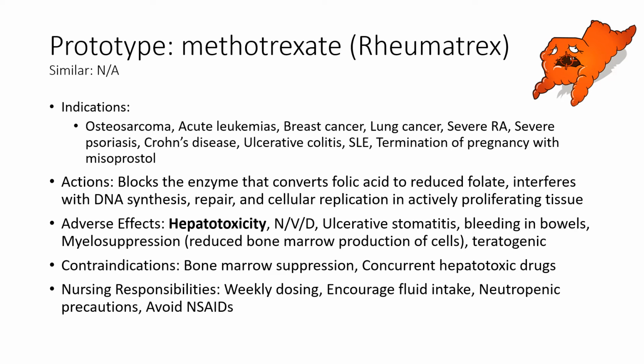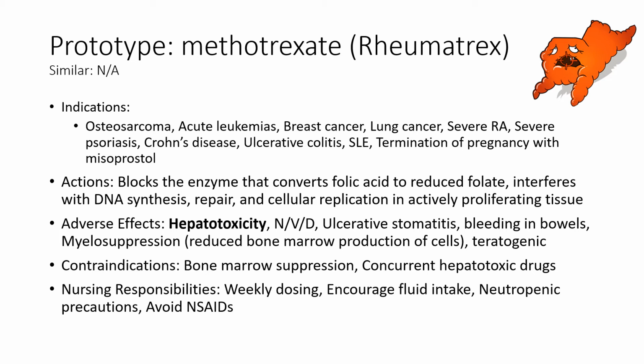Okay, and the big one to remember also with methotrexate is hepatotoxicity. We're going to monitor liver enzymes if you're on methotrexate for any condition, including cancers, because it's toxic to the liver, like many drugs. So contraindications, well, of course, if you have bone marrow suppression, you're not going to take more of something that's going to suppress it even further. And also use of other drugs that are very hepatotoxic. You wouldn't want to add another one such as methotrexate.